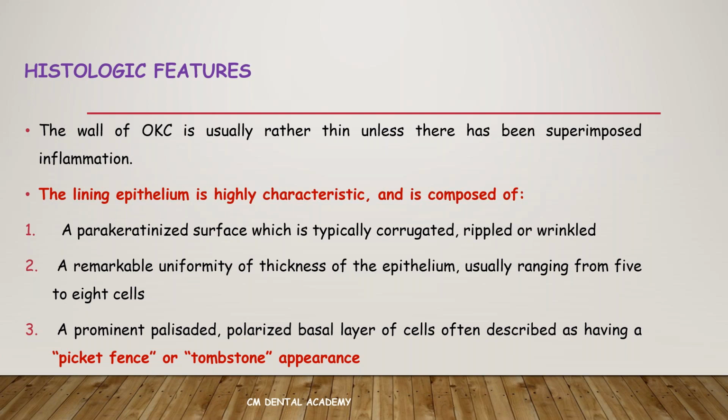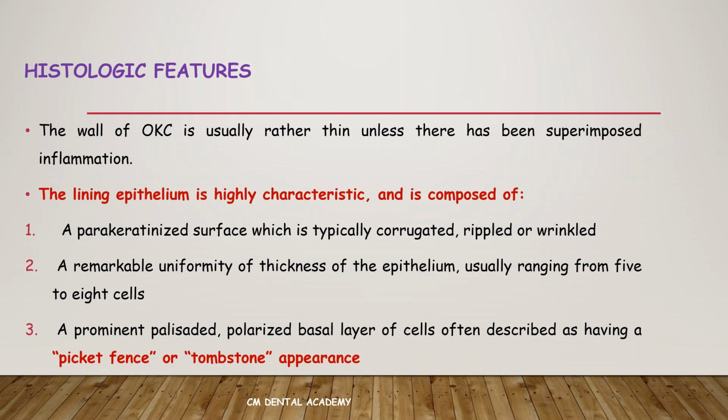Histological features. It presents few characteristic histological features, especially the odontogenic keratocyst. The wall of the OKC is usually rather thin, unless there has been any superimposed inflammation. The lining epithelium is highly characteristic. It is composed of a parakeratinized surface, which is typically corrugated, rippled, or wrinkled. The corrugation is due to the unequal pattern of growth of the epithelium.